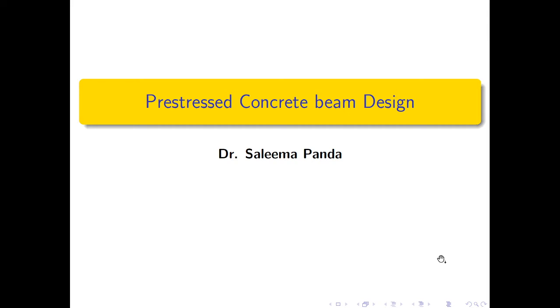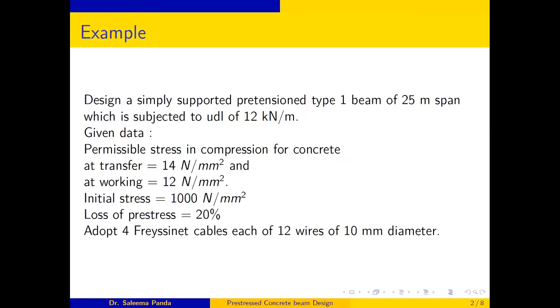Hello everyone, in this video we are going to solve or design a pre-stressed concrete beam. So this is one example we are going to solve in this video. We have to design a simply supported pre-tension type 1 beam. The span is 25 meter. It is subjected to 12 kilonewton per meter.